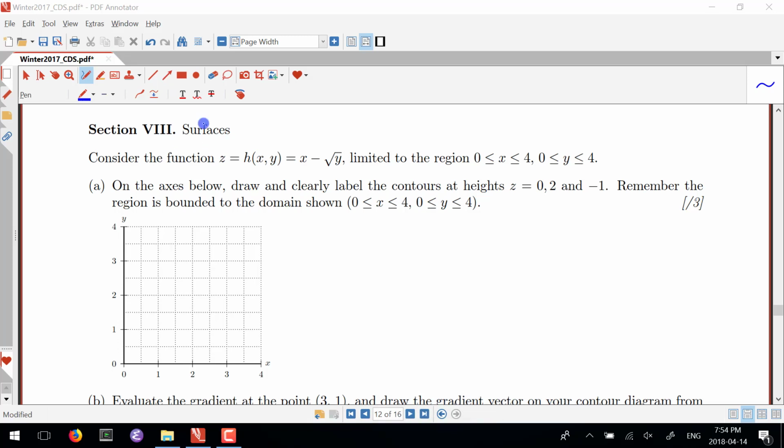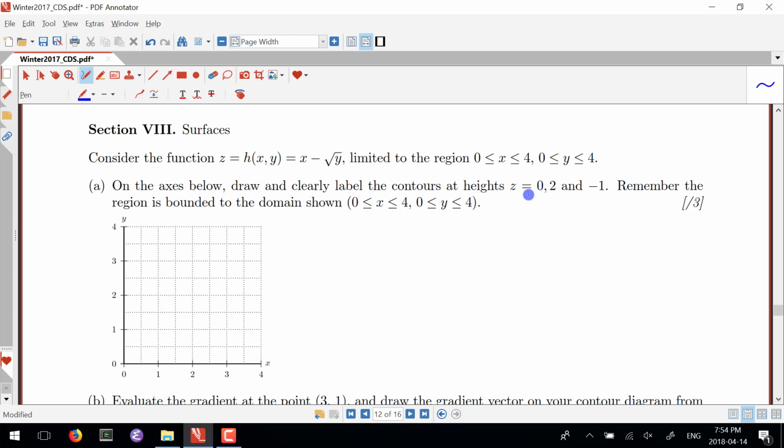In this video, we're going to look at one of the three problems selected from the April 2017 exam by you and your colleagues, looking at section H from the 2017 April exam on surfaces. The entire question is based on this function, z equals x minus root y, on the region that's shown in the diagram here: 0 to 4 for x, and 0 to 4 for y.